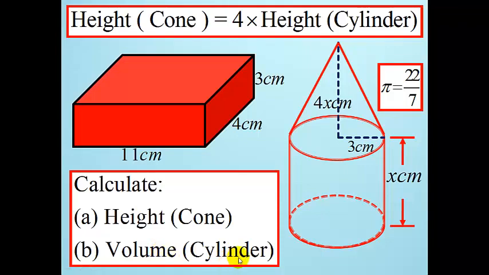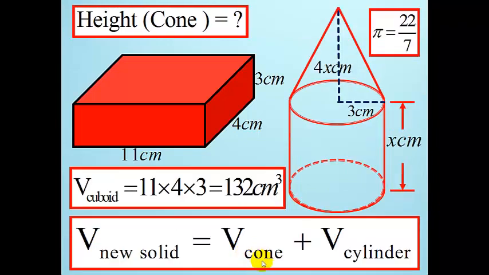Now let's proceed. Take note that we are calculating for the height of the cone. And the height of the cone is 4x. But because the x is not known, we have to calculate for the x. How do we even calculate for the x?